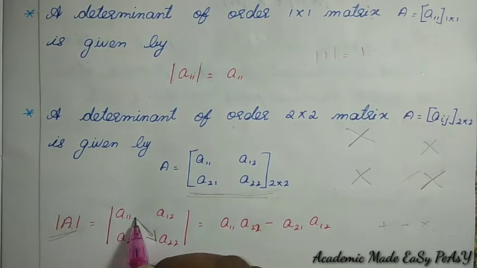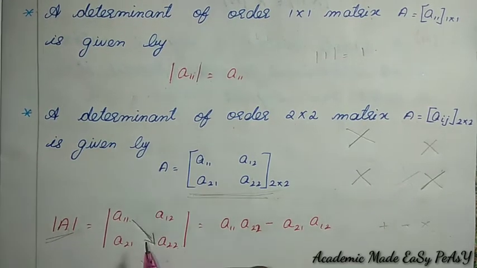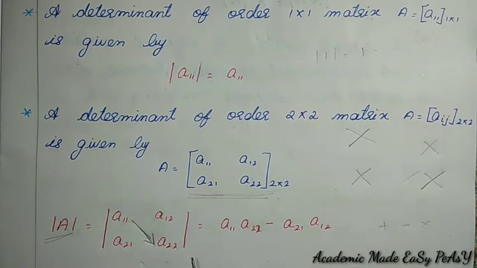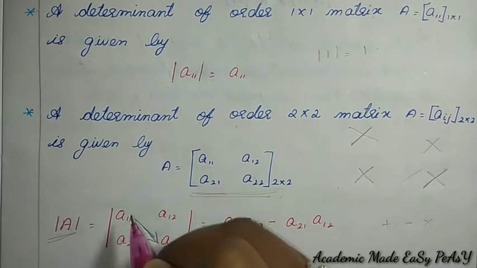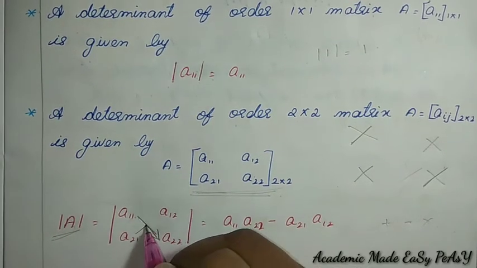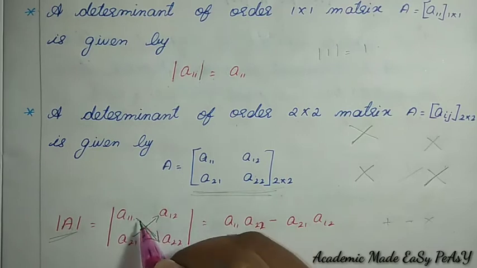Okay, so when I mark such things, then it means I'm multiplying these two. So A11 into A22. Okay, is this clear? So next I'm moving on to this. I will be marking one more like this, so I'm getting an X.